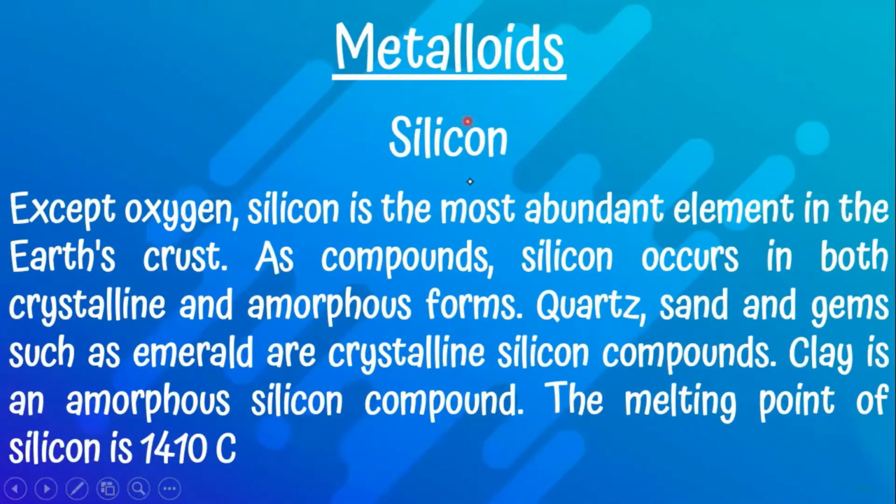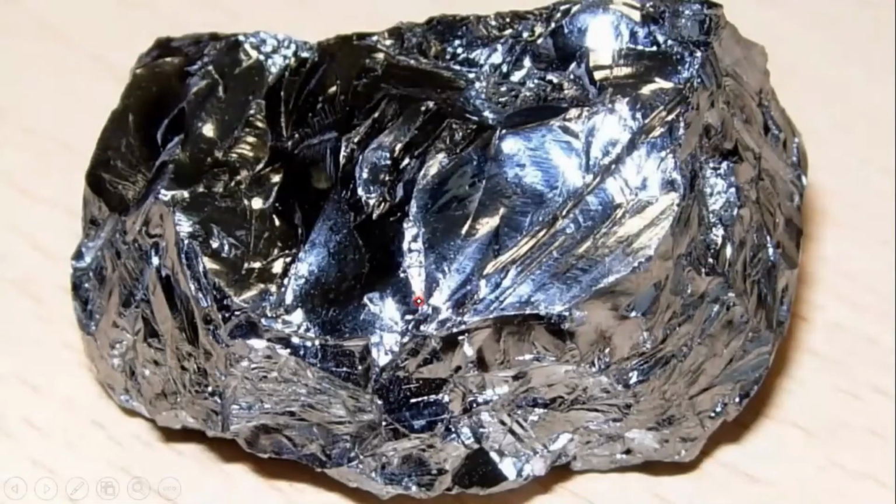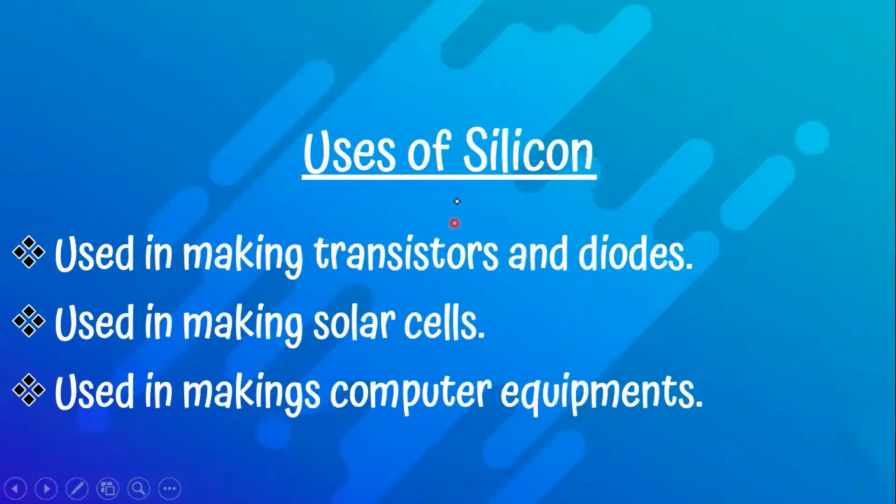Let's talk about metalloids. Our first metalloid is silicon. Except oxygen, silicon is the most abundant element in the Earth's crust. As compounds, silicon occurs in both crystalline and amorphous forms. Quartz, sand, and gems such as emerald are crystalline silicon compounds. Clay is an amorphous silicon compound. The melting point of silicon is 1410 Celsius. Uses of silicon: used in making transistors and diodes, used in making solar cells, and used in making computer equipment.